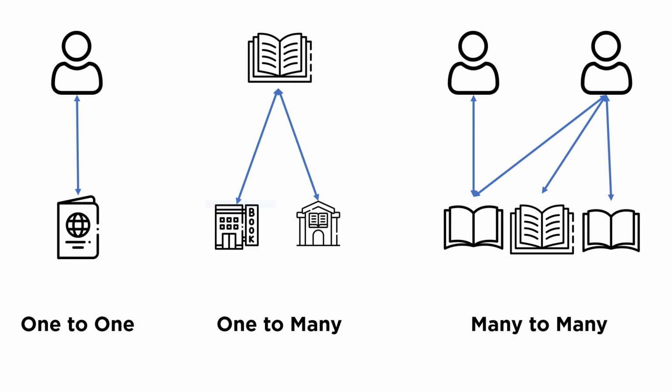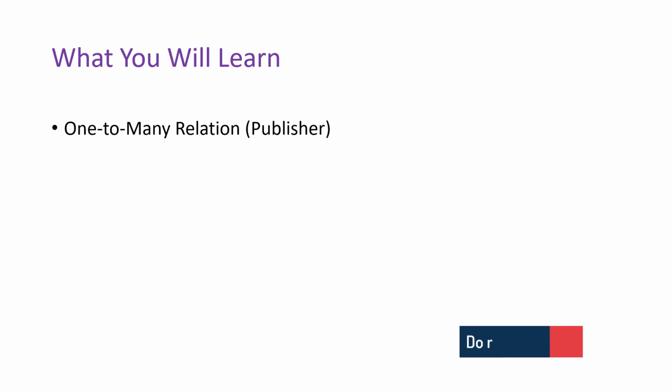But what are you going to learn throughout this chapter? You'll start this chapter by adding a one-to-many relationship. For that, you'll create a publisher entity, define the relationship, and add a migration to update the database.